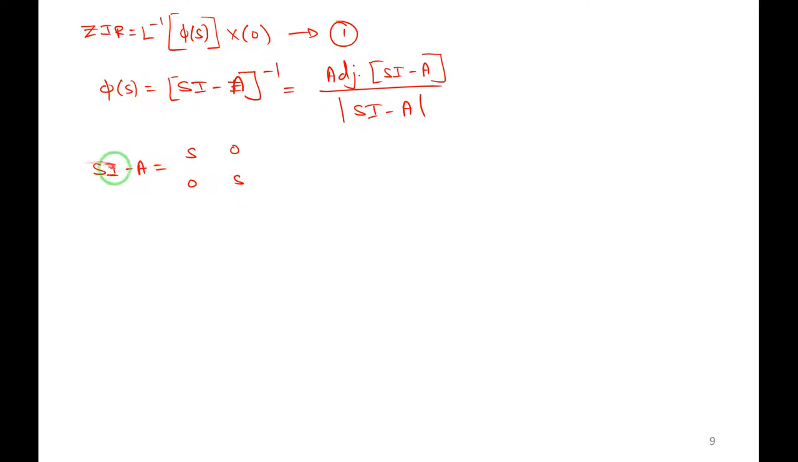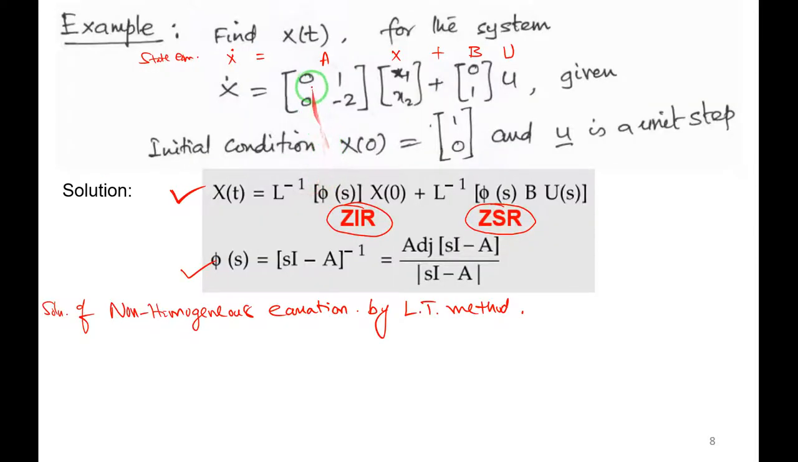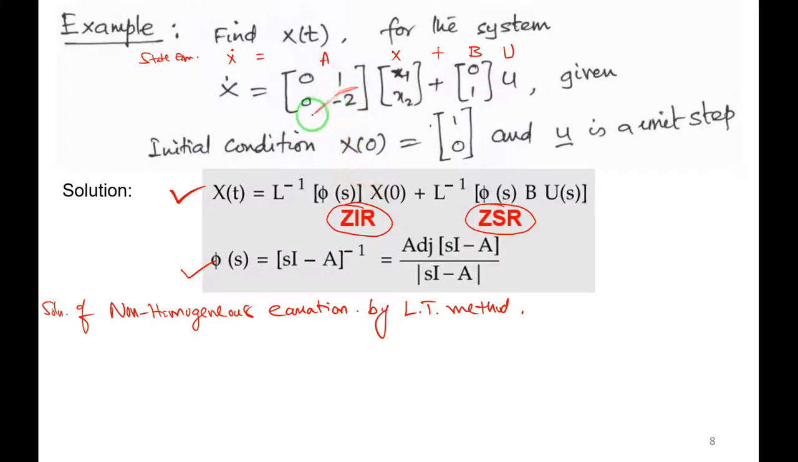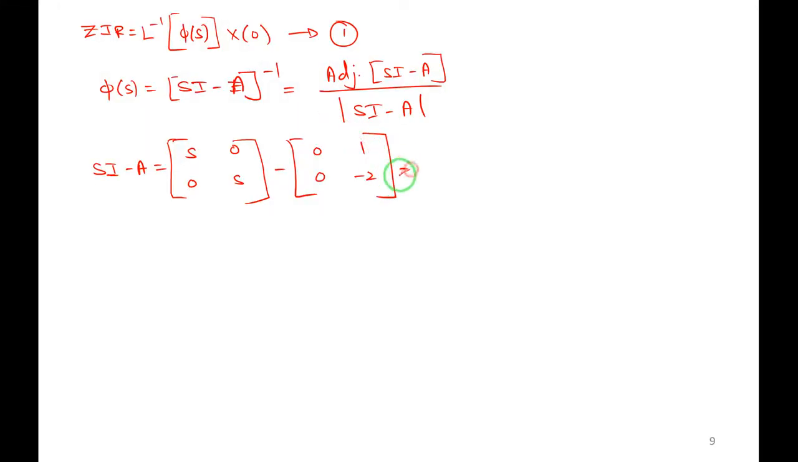I am multiplying s with the identity matrix, which is [1 0; 0 1], and matrix A I will write: [0 1; 0 minus 2]. I hope it is correct. Yes, it's correct. We'll subtract it. s minus 0 is s. 0 minus 1 is minus 1. 0 minus 0 is 0. So s plus 2.